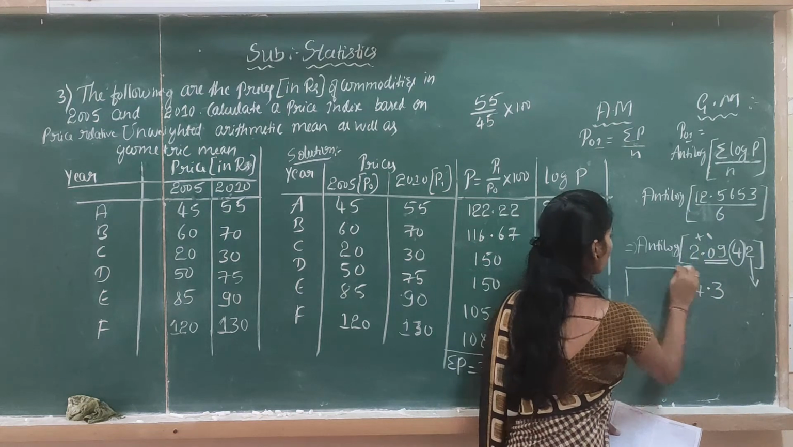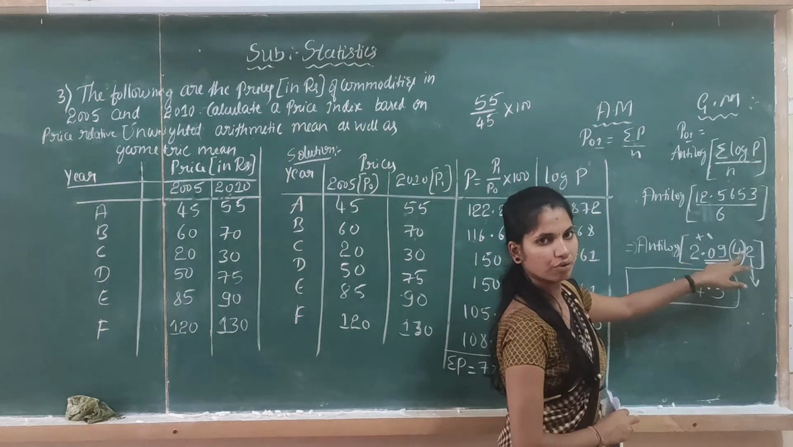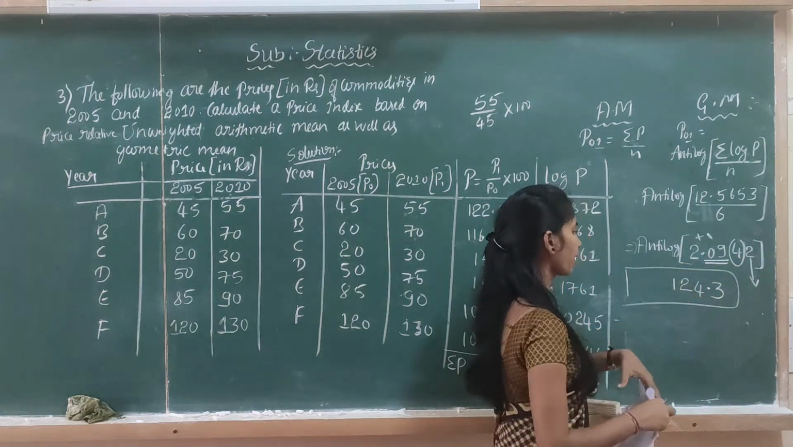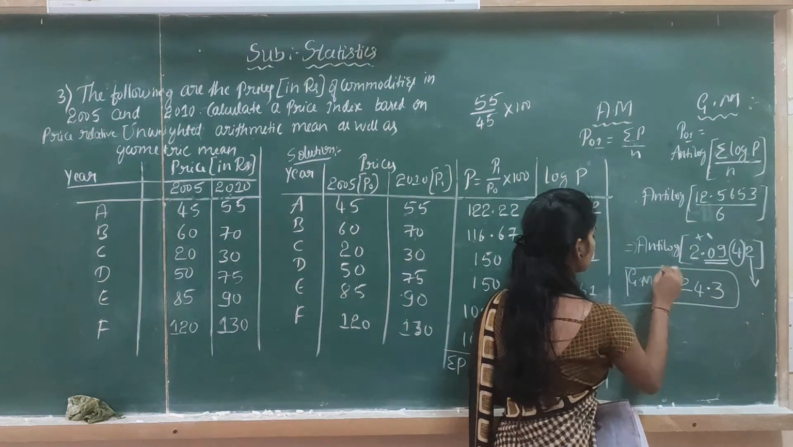So the anti-log for 2.0942 is 124.3. This is the geometric mean value.